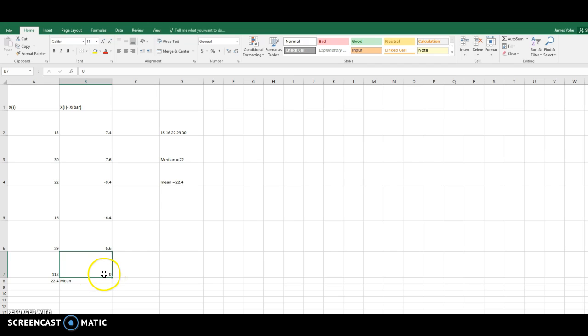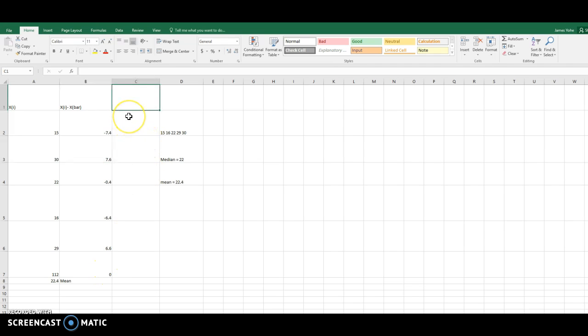If I got any number other than 0 or something really small close to 0, that would give me an indication that I took these deviations about the mean. That's how far each observation is from the mean. I made a math error, but I didn't.